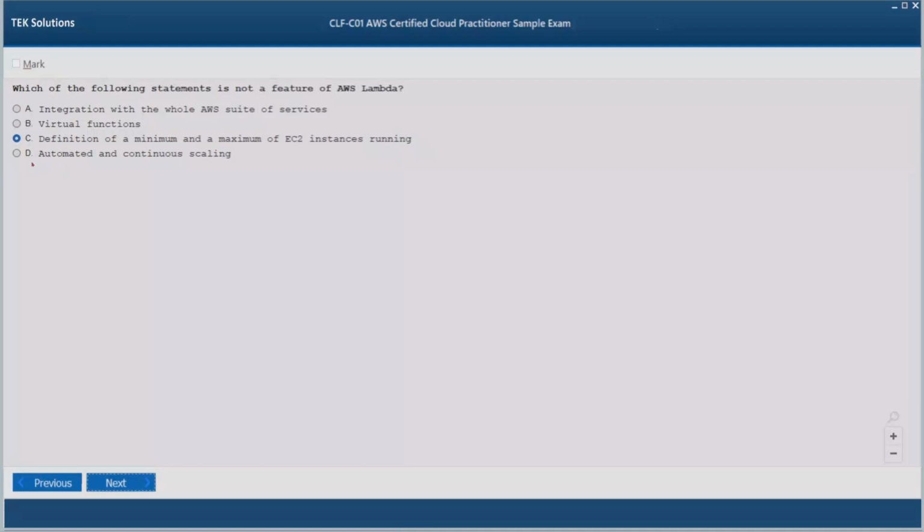Automated and continuous scaling. This fits. For AWS Lambda, it will be automatically and continuously scaling. You can add the load and it will start running by scaling continuously. So this is also not the answer. The correct answer is definition of minimum and maximum of EC2 instances running.